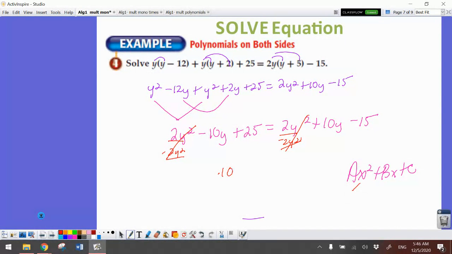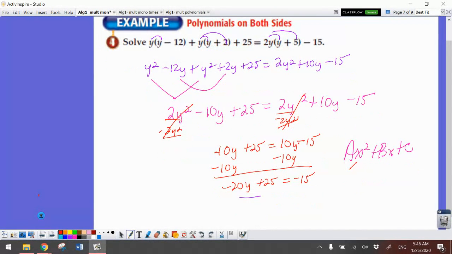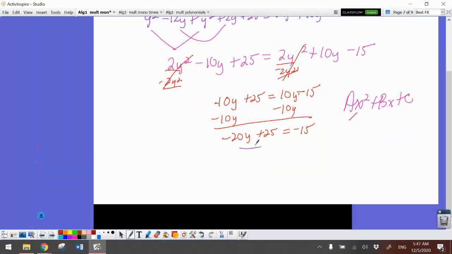I'm left with a negative 10y plus 25 equals 10y minus 15. So I'm going to subtract my 10y. That gives me a negative 20y plus 25 and my negative 15. And if I keep going, I'm going to subtract my 25. And negative 20y is equal to negative 40. And I see that y is going to be 2.